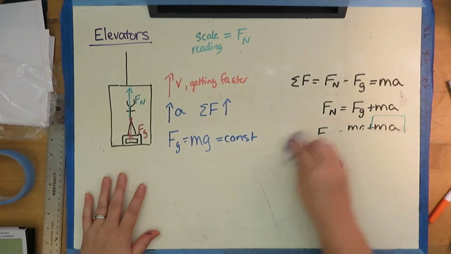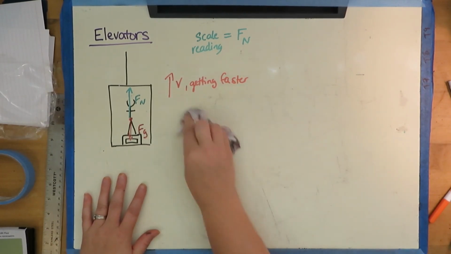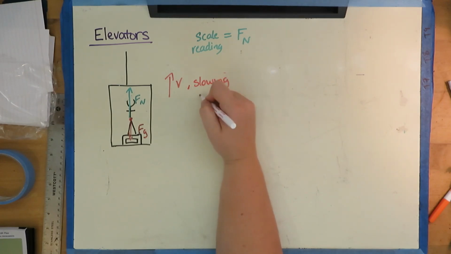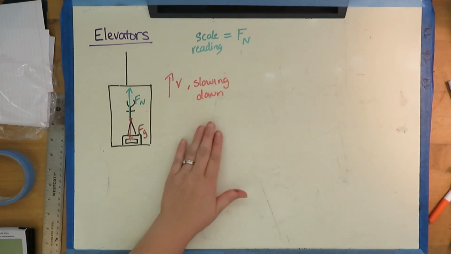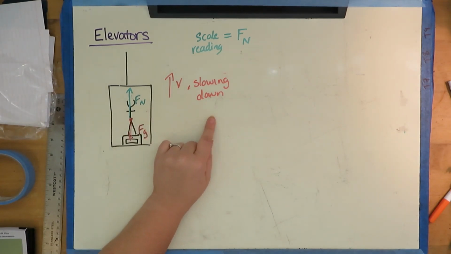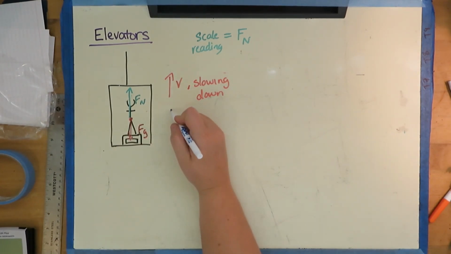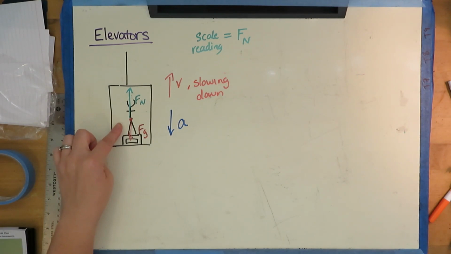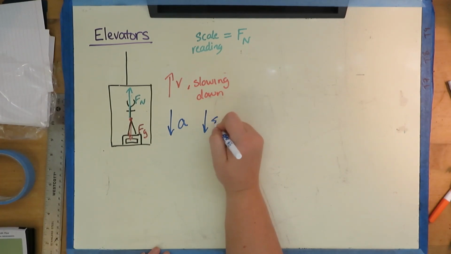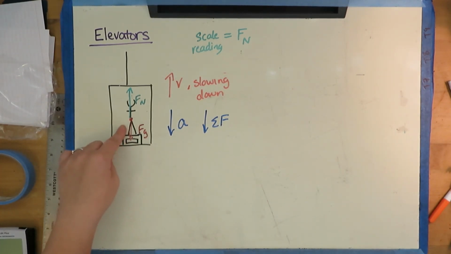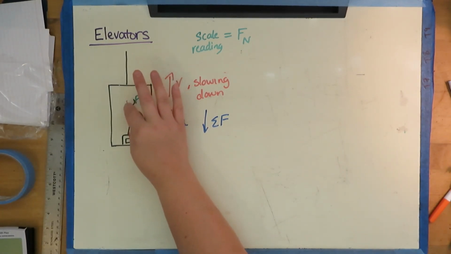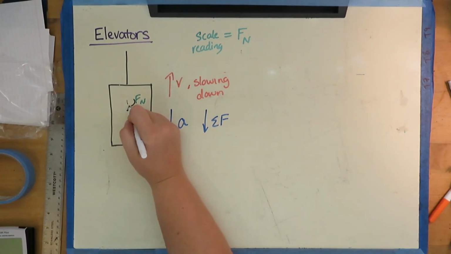Well, what if I was moving upwards, but I was slowing down? Well, if I'm moving upwards and slowing down, slowing means my velocity and acceleration are in opposite directions. So this means that my acceleration is actually in the downwards direction. So once again, my force of gravity is constant. It can't change. So if I have a downwards acceleration, I have a downwards net force, which means my gravitational force must now be larger than my normal force. Well, my gravitational force doesn't change, so that means my normal force has to get smaller.